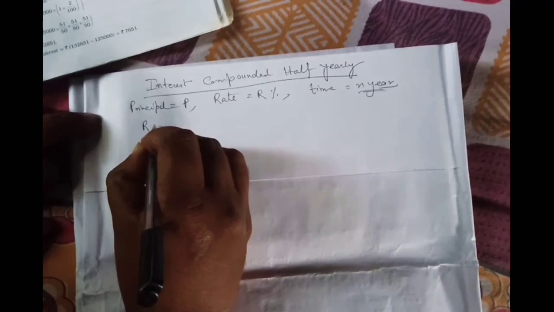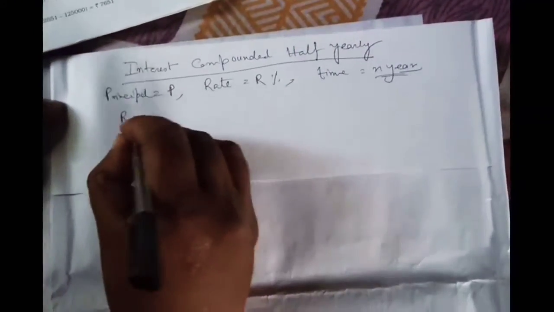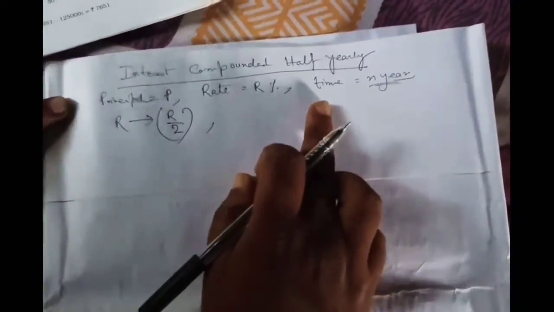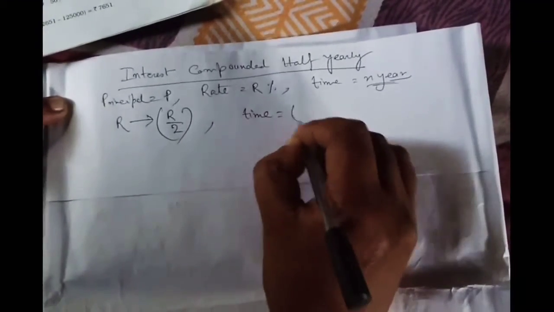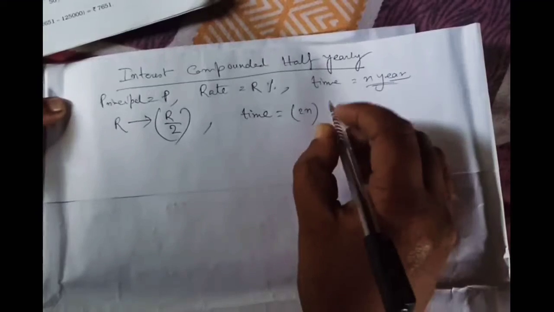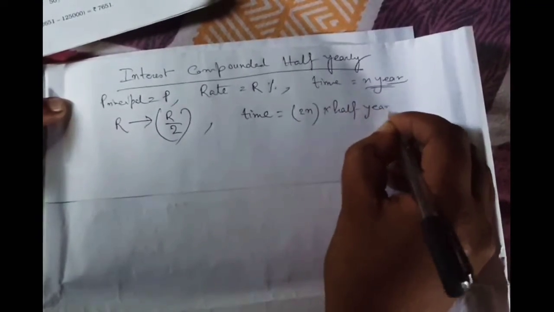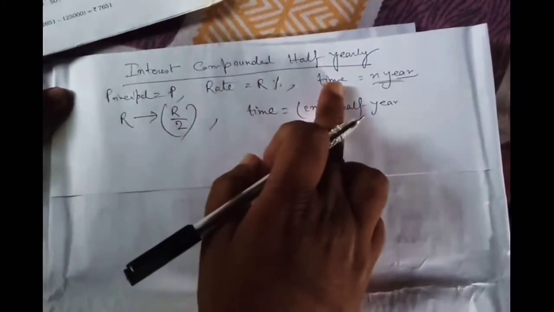If the interest is compounded half yearly, then the rate changes to r by 2, and time changes to 2n half years. Understood? So this is the first formula, interest compounded half yearly.